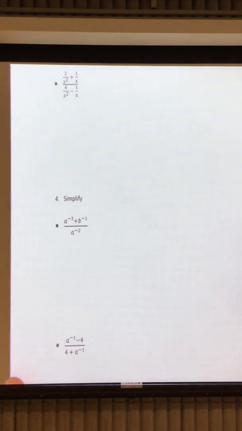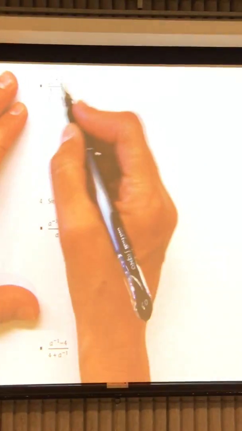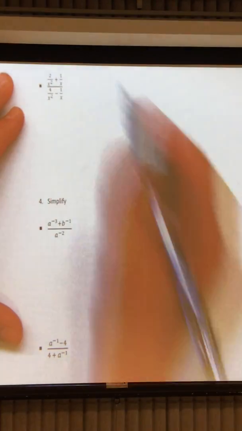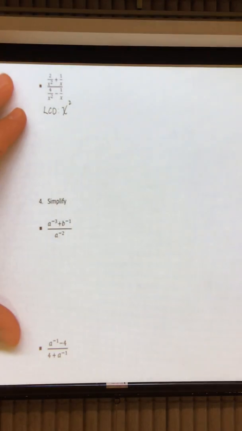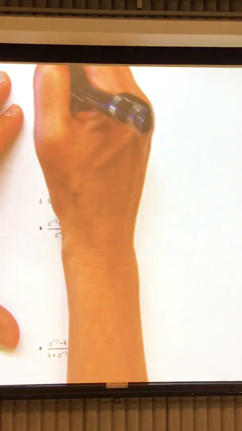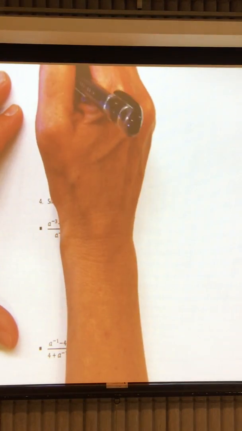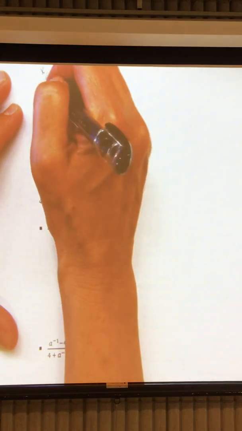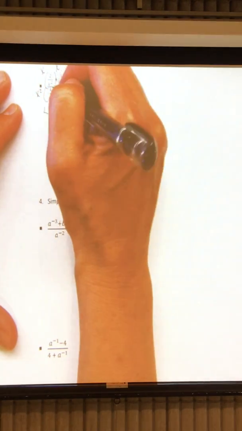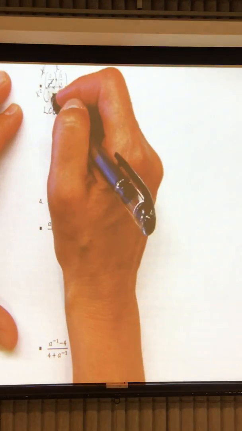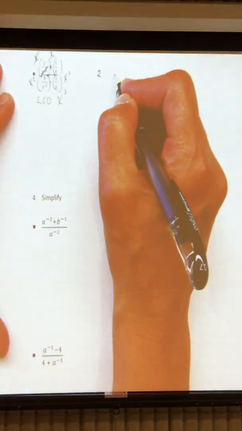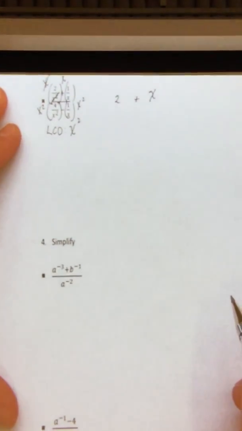Moving on to the next problem. We have our denominators as x squared and x. So that makes our least common denominator x squared. So we multiply all terms by our least common denominator, which is x squared. So multiply all terms by x squared. By doing that, the x squareds cancel, and we're left with 2 plus x squared over x is just x.